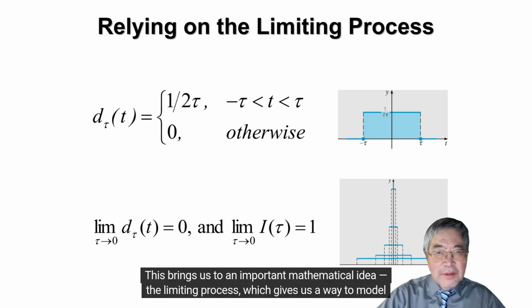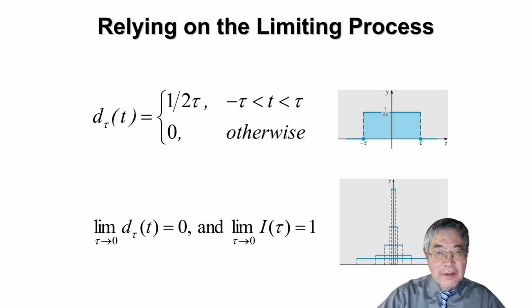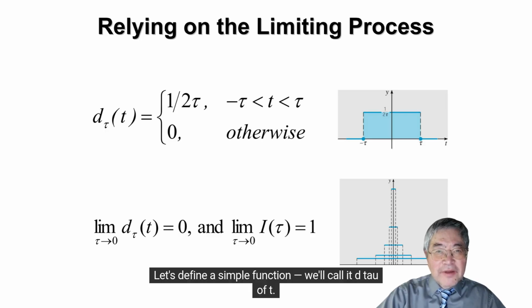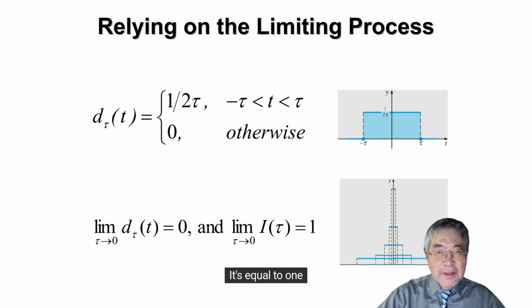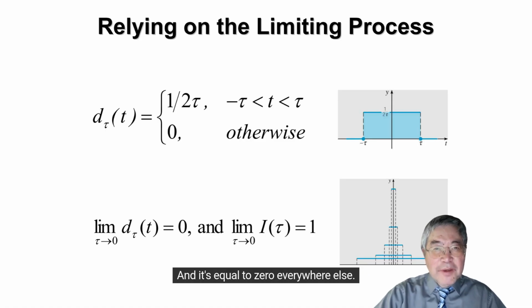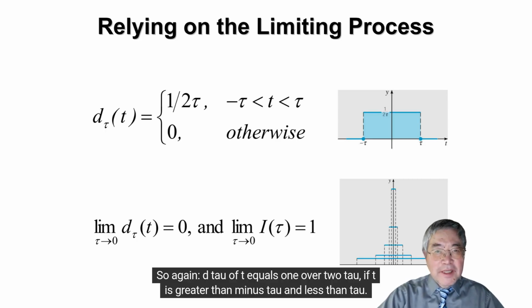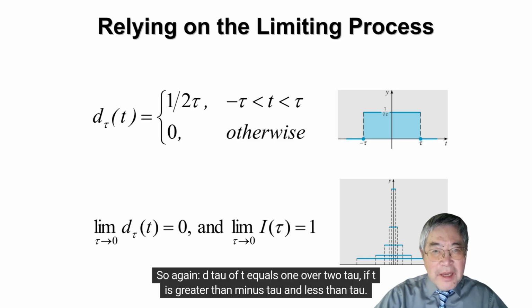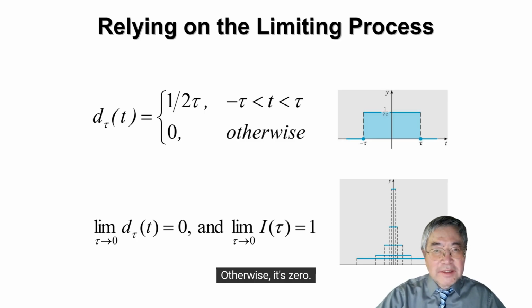This brings us to an important mathematical idea, the limiting process, which gives us a way to model an ideal impulse. Let's define a simple function. We'll call it d tau of t. It's equal to 1 divided by 2 tau when t is between minus tau and tau, and it's equal to 0 everywhere else. So again, d tau of t equals 1 over 2 tau if t is greater than minus tau and less than tau. Otherwise, it's 0.